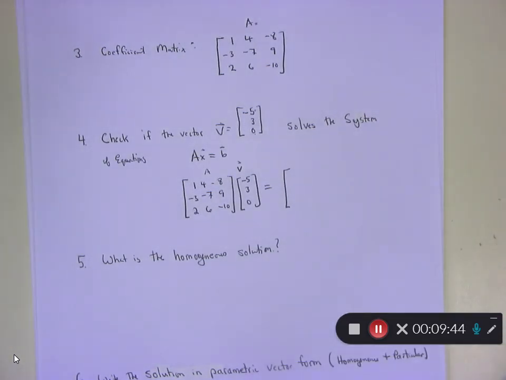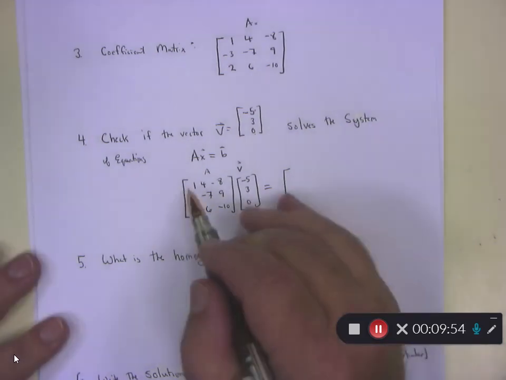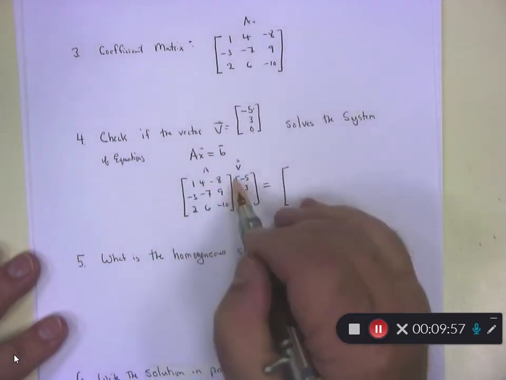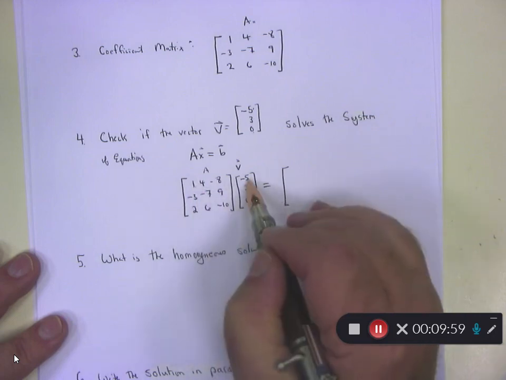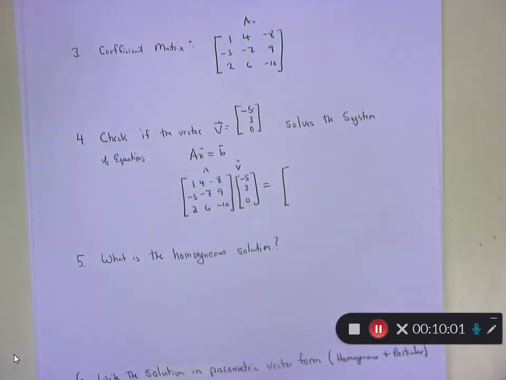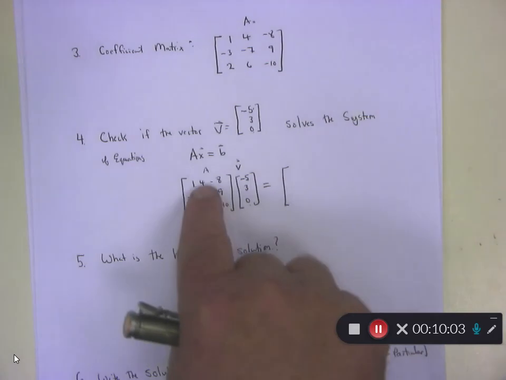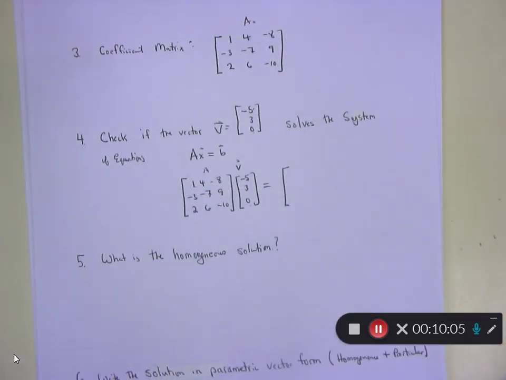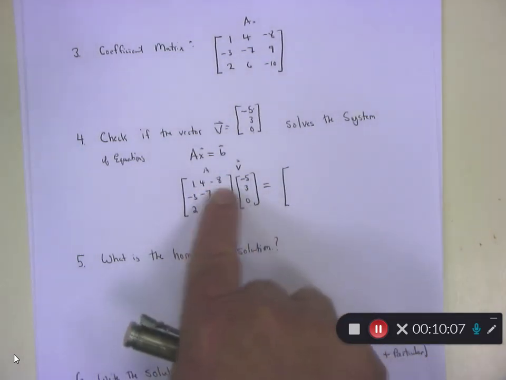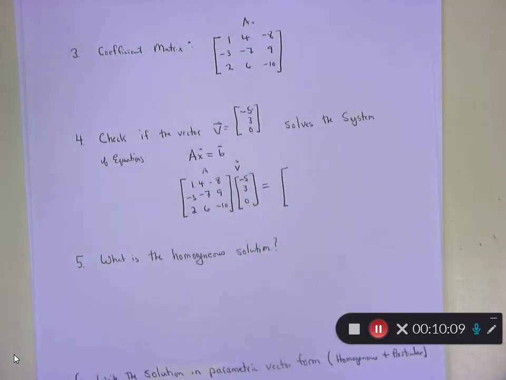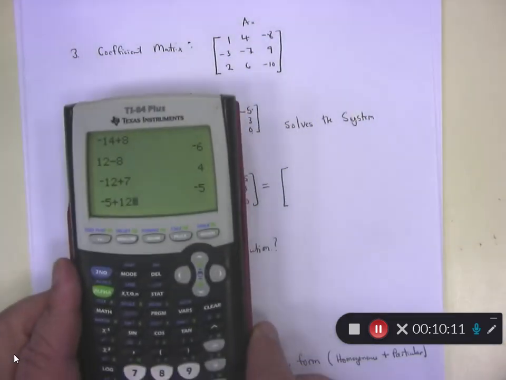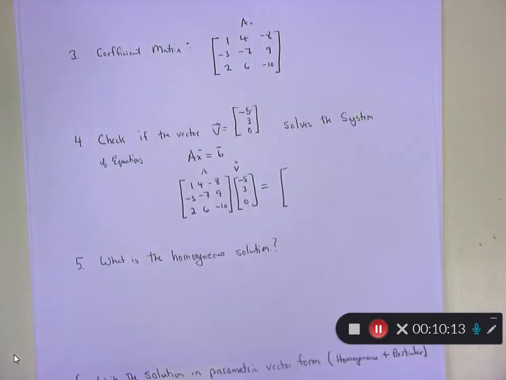Remember how to multiply matrices. Again, emphasizing this. We're also emphasizing this in Chapter 2, but we also emphasize it in Chapter 1.1 and 1.2 and stuff. Row times column. 1 times negative 5 is negative 5, plus 4 times 3 is 12, plus negative 8 times 0 is 0. So it is negative 5 plus 12. You see how I'm keeping up with this. I get 7.